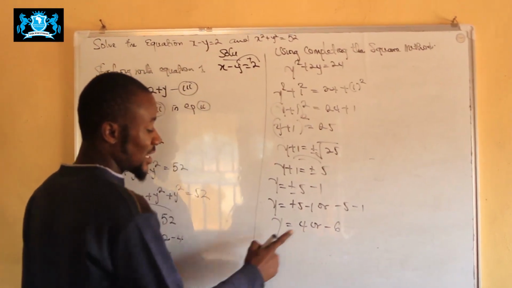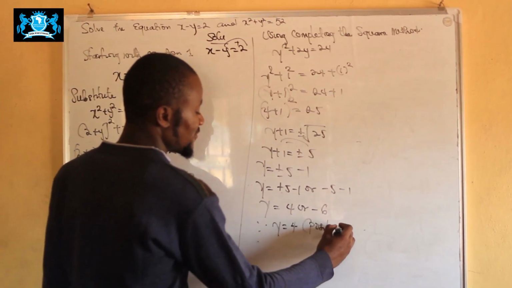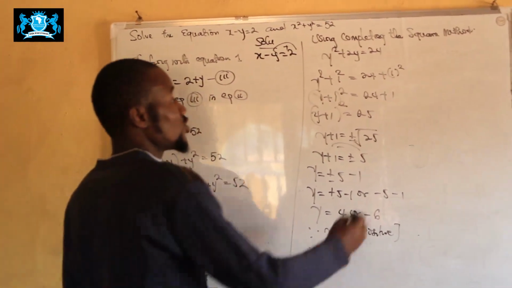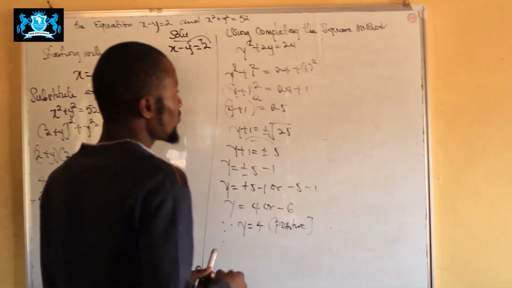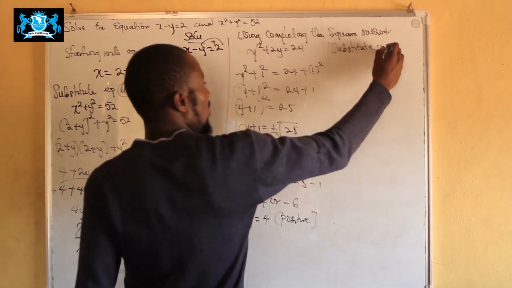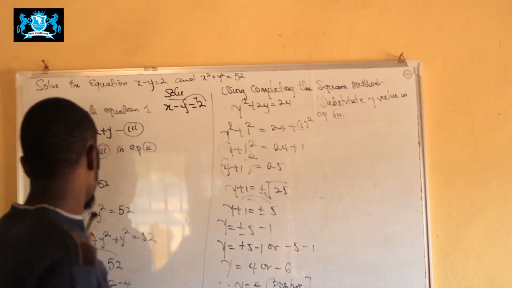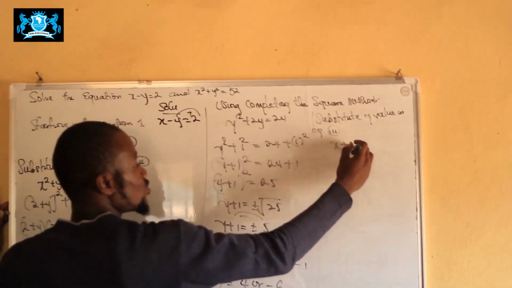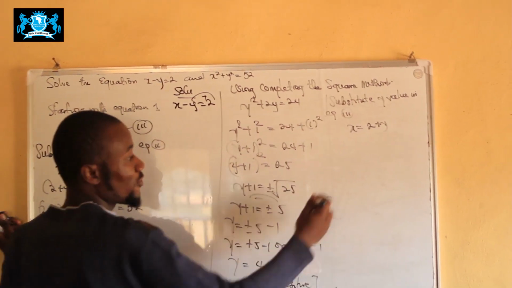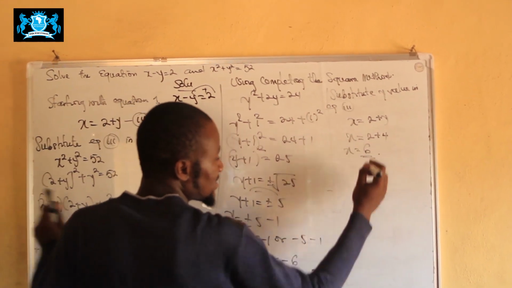And we know that our y should be positive, so y is equal to 4, because it's positive. Now, if we are looking for our x, we have gotten our y. Looking for our x, we substitute the y value in equation 3. In the third equation, we have x is equal to 2 plus y. Our y is already 4, so x is equal to 2 plus 4, and x is equal to 6. And that is the answer.